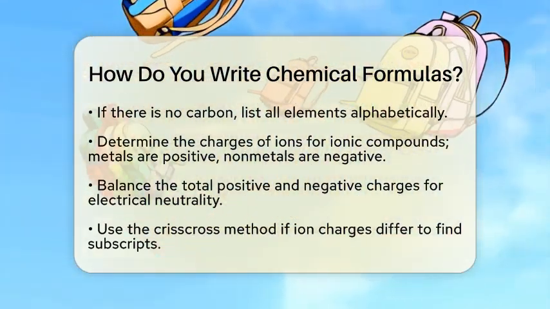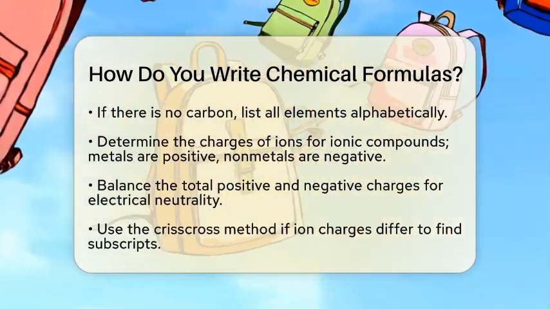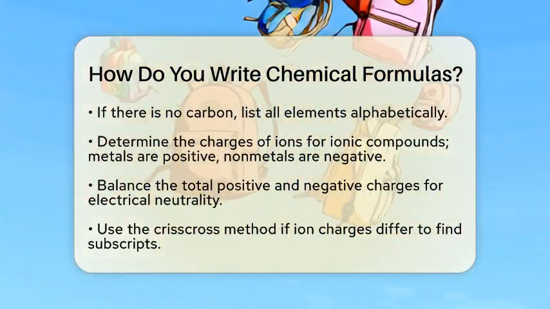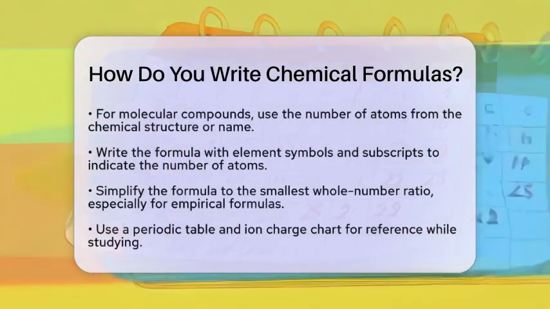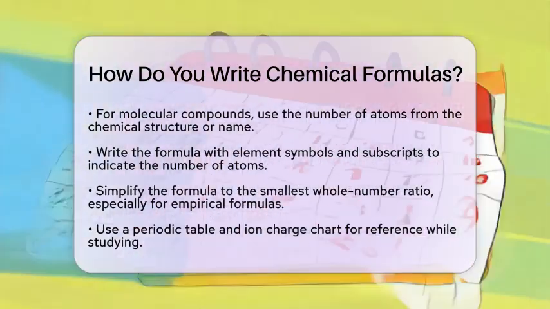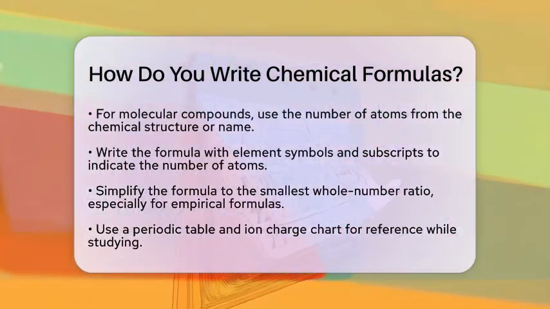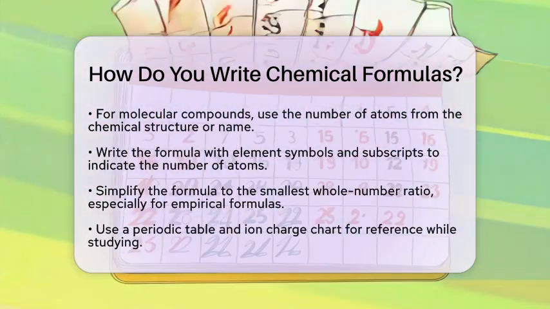If the charges are different, you can use the crisscross method. The charge number of one ion becomes the subscript of the other ion. For molecular compounds, use the number of atoms indicated by the chemical structure or name.